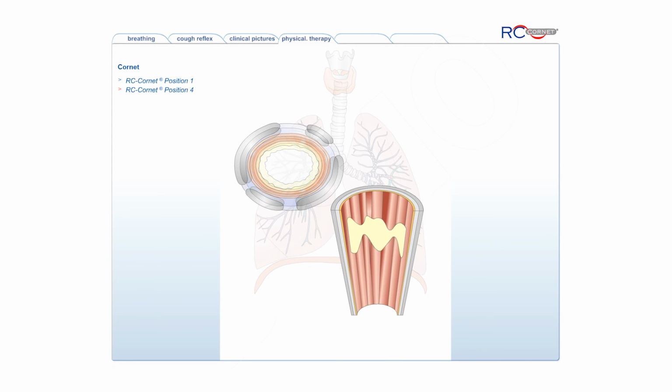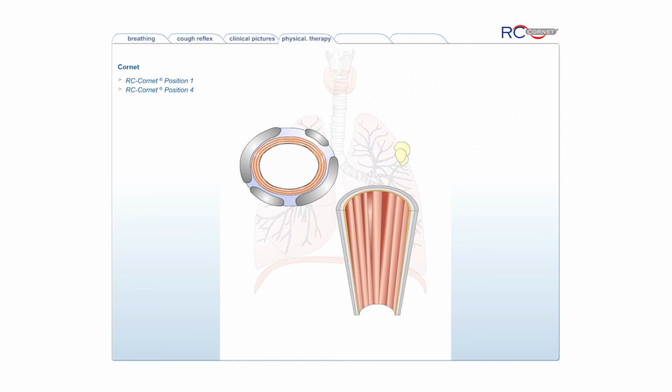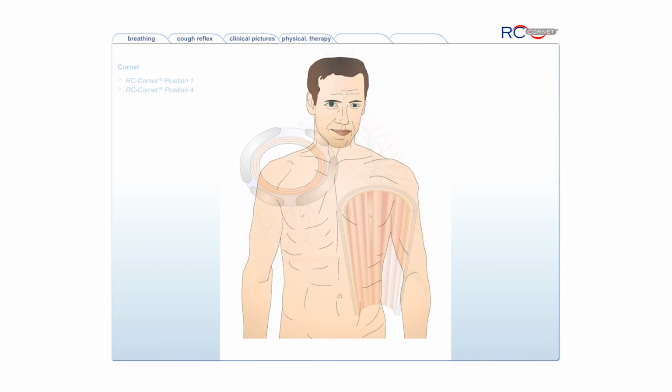Positions 1 and 2 are applied for patients with tracheal bronchial instabilities and emphysema. If the mouthpiece of the RC-Cornet is pulled out of the curved tube by 2 cm, the pressure drops to around 5 cm H2O, at which the device starts to swing. So the tool can also be used by seriously ill patients on weaning to strengthen the respiratory muscles.